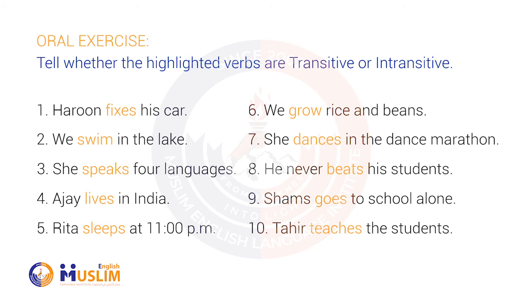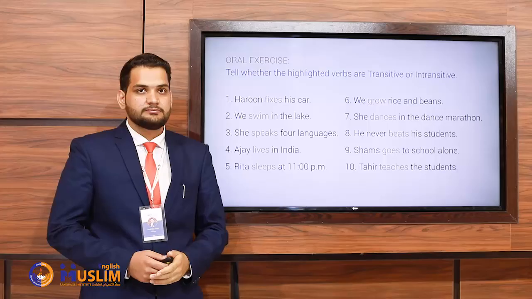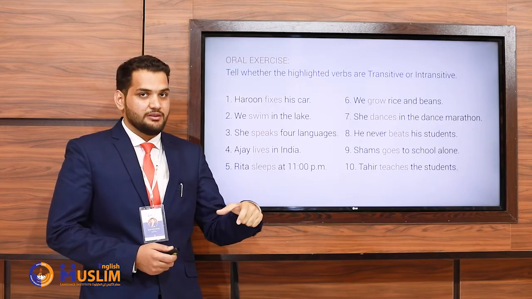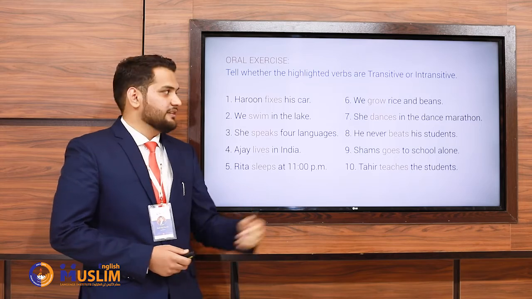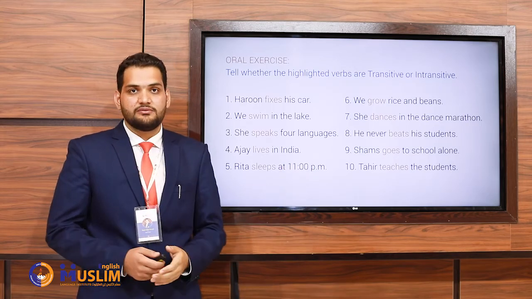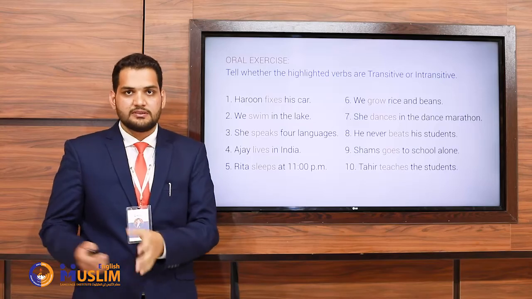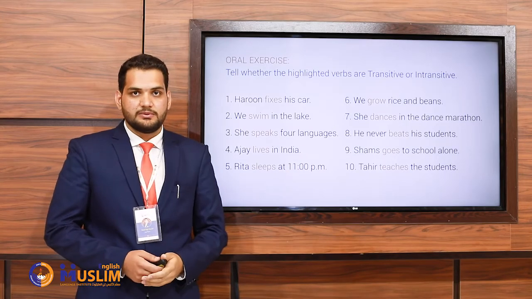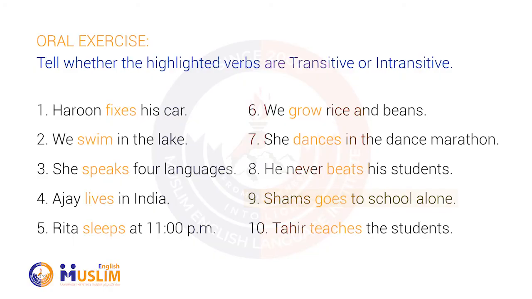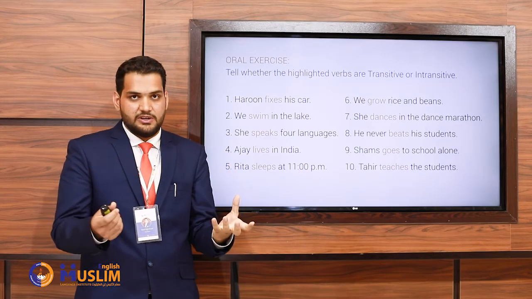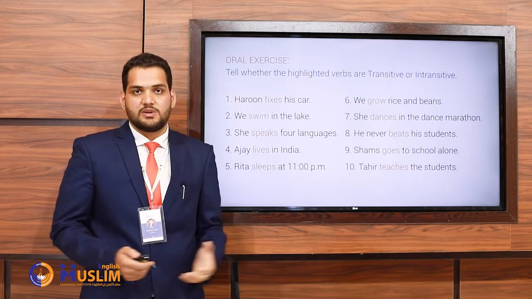Number 7. She dances in the dance marathon. Dances is followed by in the dance marathon, and in is a preposition. That's why we call dances an intransitive verb. Number 8. He never beats his students. He never beats whom? His students. Beats is a transitive verb. Number 9. Shams goes to school alone. To school alone, especially to school, is a place expression, and that's why goes is an intransitive verb.